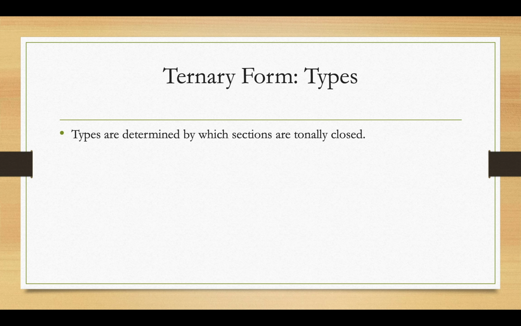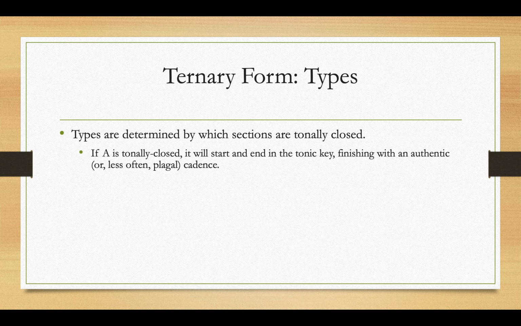The different types of ternary form are partially determined by what sections are tonally closed. So to just review, tonally closed means that a section begins and ends in the same key. It might have other keys in the middle of that section, but we're looking specifically at whether the beginning and the end of that section are in the same key, and whether that end finishes with some sort of cadence that ends on a tonic chord. Most commonly, this will be a perfect authentic cadence, but sometimes you could possibly get an imperfect authentic cadence, or far less frequently some sort of plagal cadence.